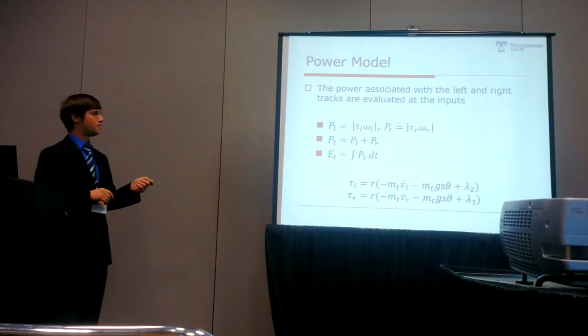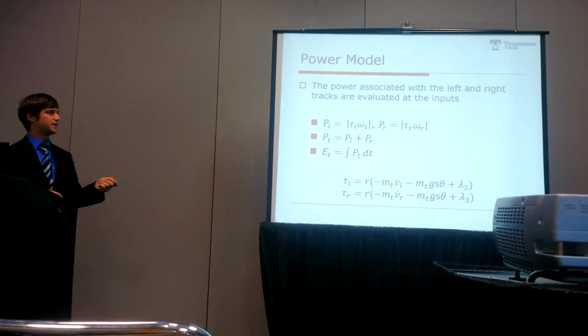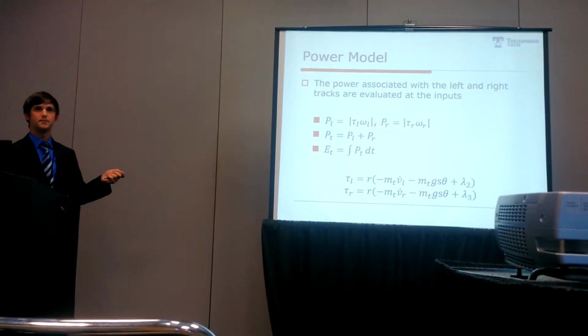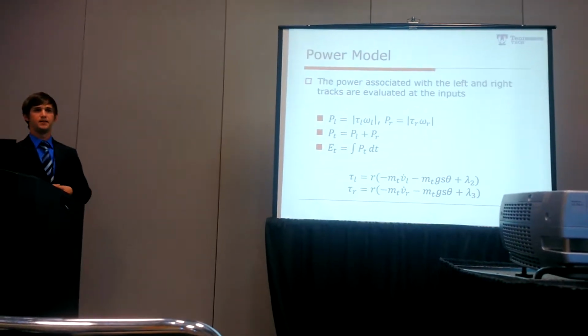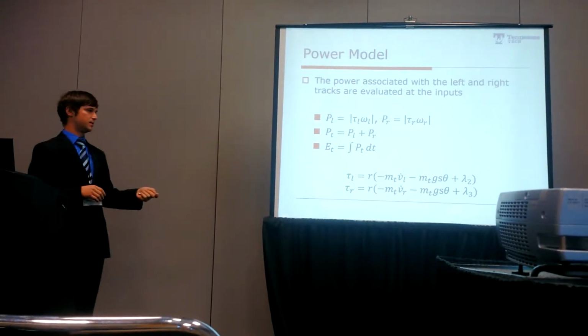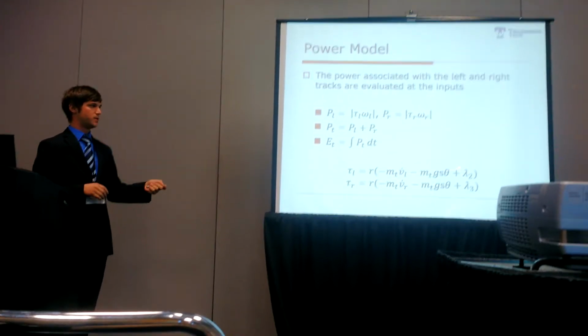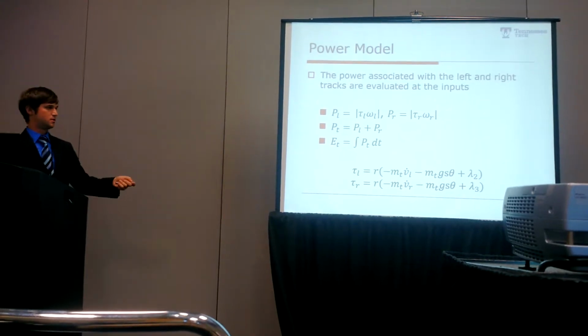So this is our power model. We're going to just use torque and angular velocity to find instantaneous power at each track. We're going to sum that, and then we're going to integrate over the entire path to get the energy consumed. And this is possible because we solved our equations of motion and have our constraint forces, so we can solve for torque.